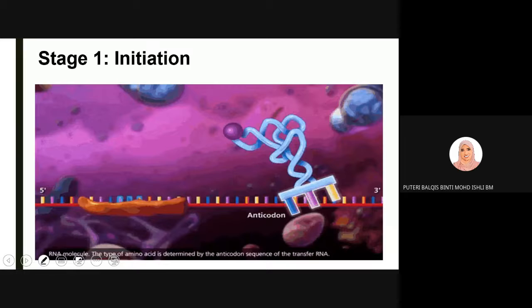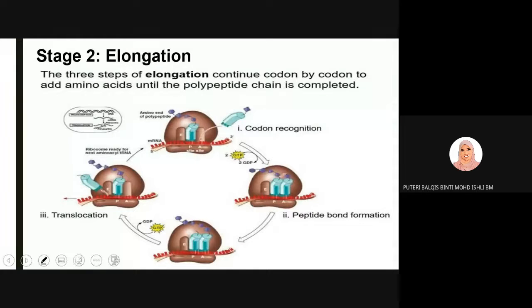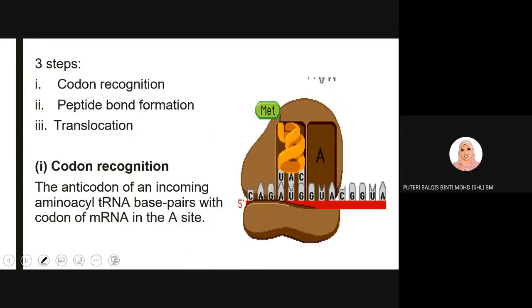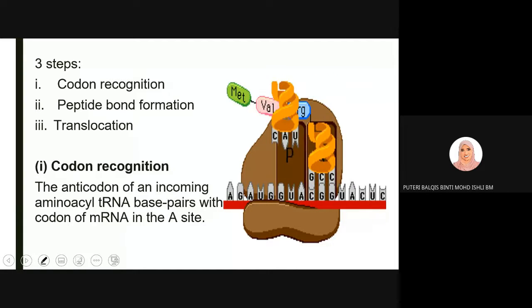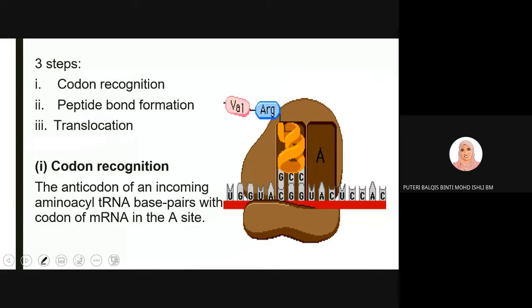Okay. Next, we have elongation. During elongation, we have three small steps, which is codon recognition, peptide bond formation, translocation. Okay, kita tengok dulu codon recognition. Codon recognition maksudnya dia akan recognize the next codon.